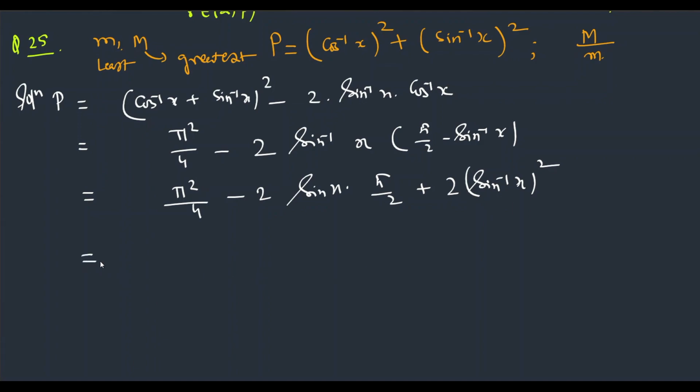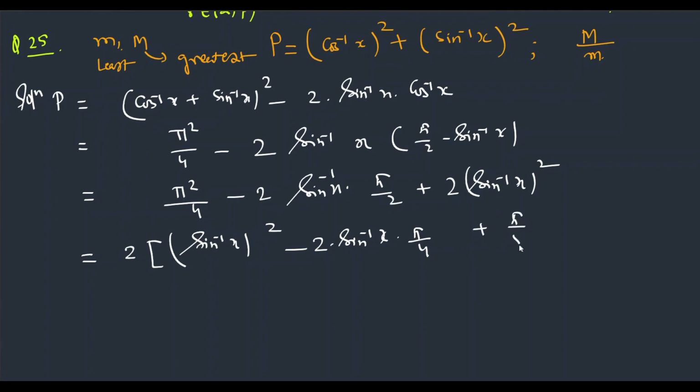Now I have a quadratic expression in sine inverse x. First of all we make this polynomial in sine inverse x a monic polynomial, taking 2 outside. So it will become sine inverse of x whole square, and if you take 2 outside, from here you can write 2 sine inverse x. This pi by 2 you can write as pi by 4. Now this pi square by 4 becomes pi square by 8. Okay, now up to this is okay.